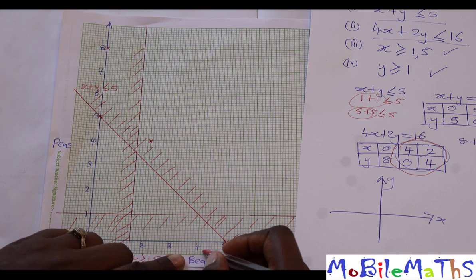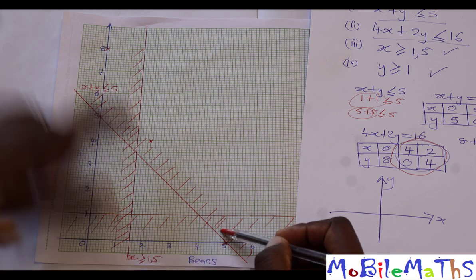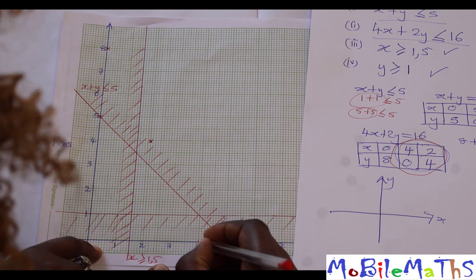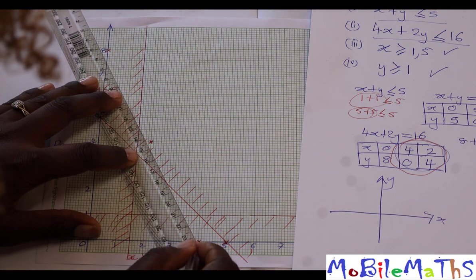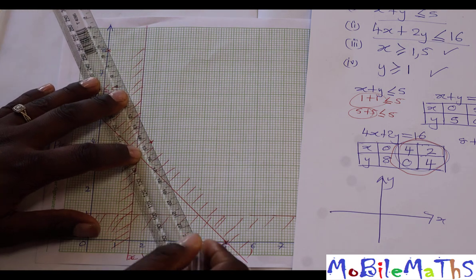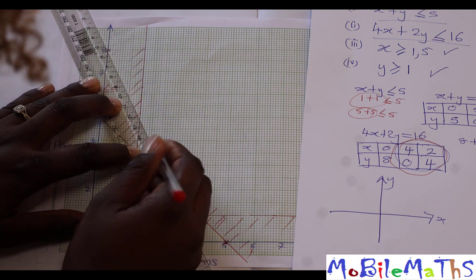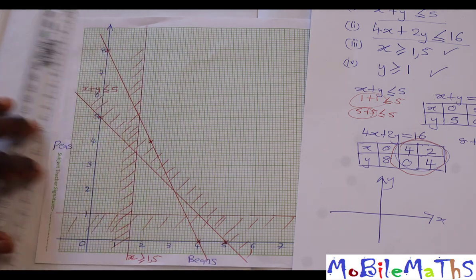So the last point is when x is 0, we did that one, it's 8. So when y is 0, it's 4, this one. Okay, so our line is going to pass through these points. When you're drawing a straight line, you just need 2 points. They are enough.